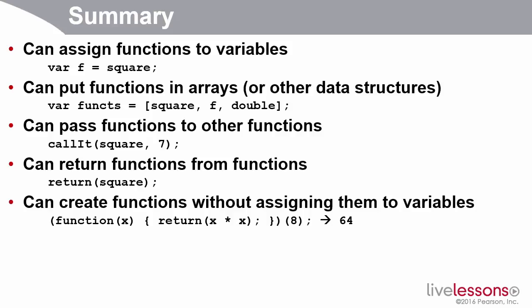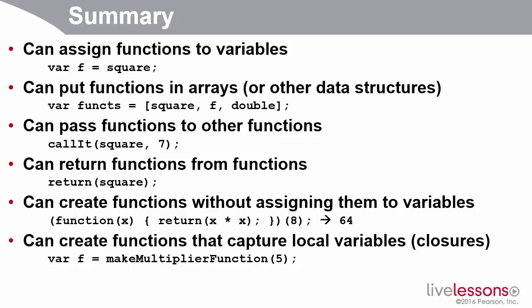You can create functions without assigning them to local variables, anonymous functions, just like you can use numbers or strings without assigning them to variables first. And this one isn't exactly parallel to numbers and strings, but you can create functions, these are called closures, that capture local variables. This is extremely advanced. This is the most difficult concept in this entire lecture, one of the most difficult concepts in the entire series of lectures, but it's a very important one.